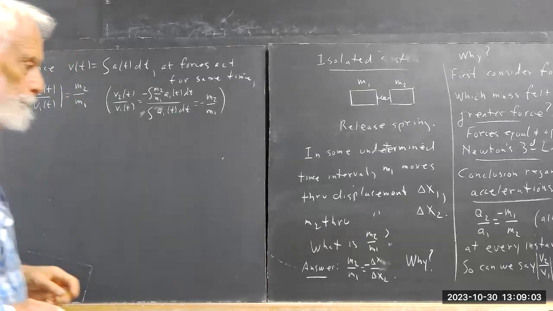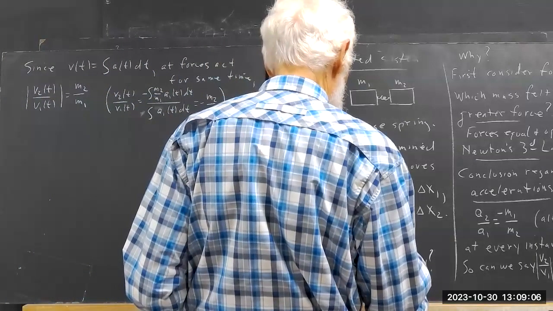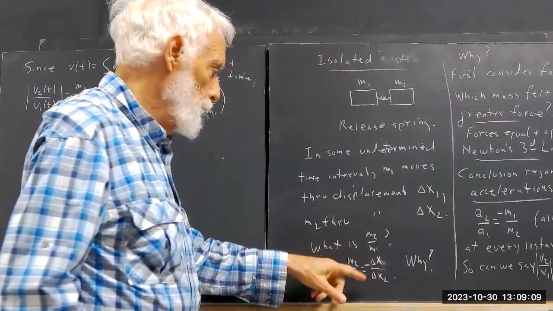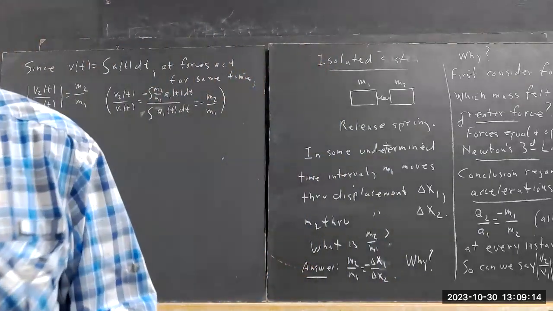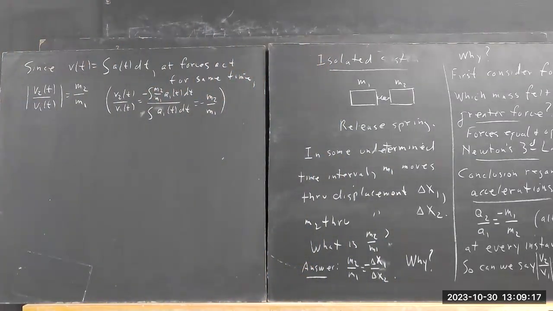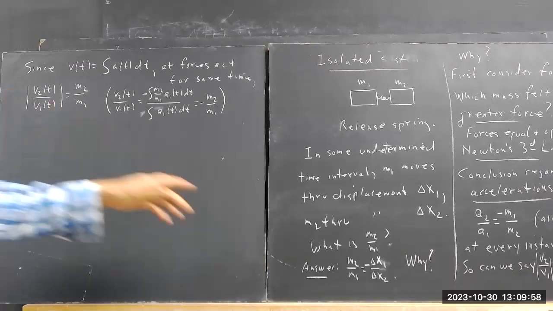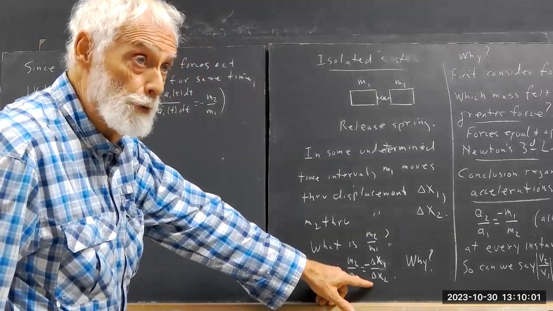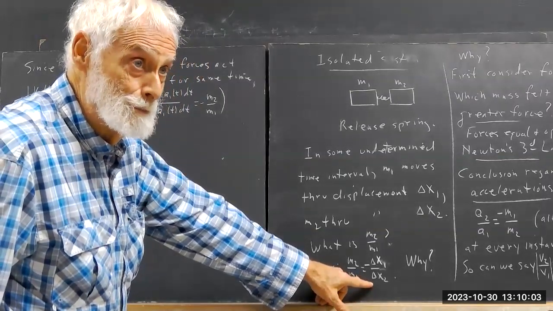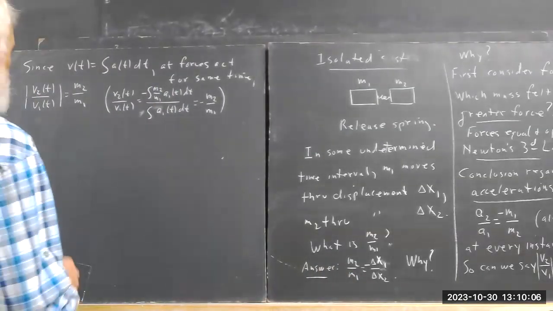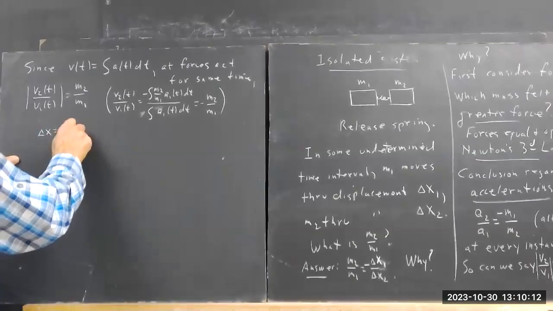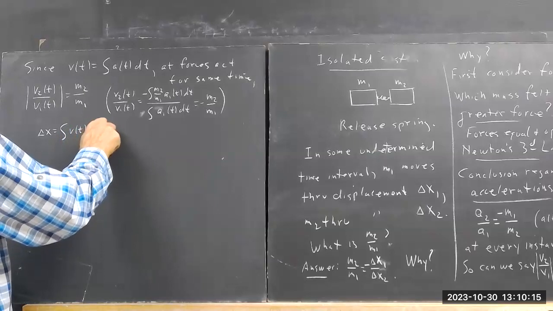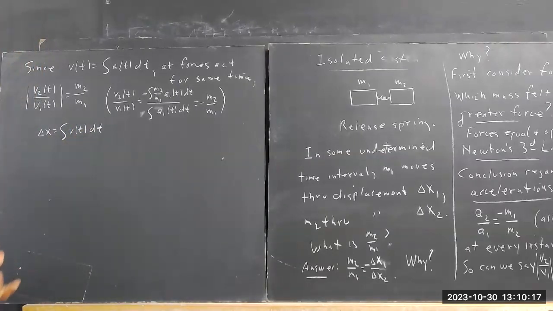Okay, what we're trying to conclude is that M2 over M1 is negative delta X1 over delta X2, because that's what your intuition told you. Again, what we're trying to conclude is this, which is what everybody thought after they thought about it. Delta X is the integral of V of T dt, right?